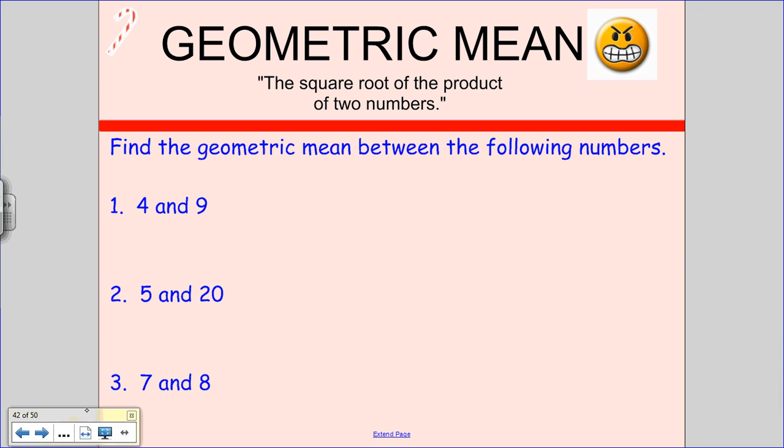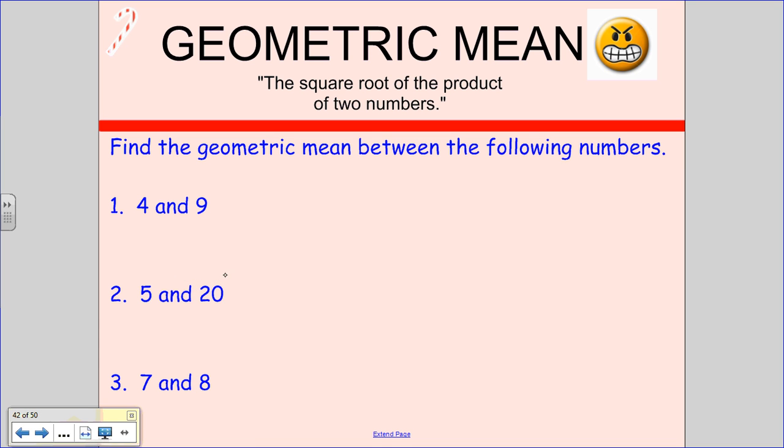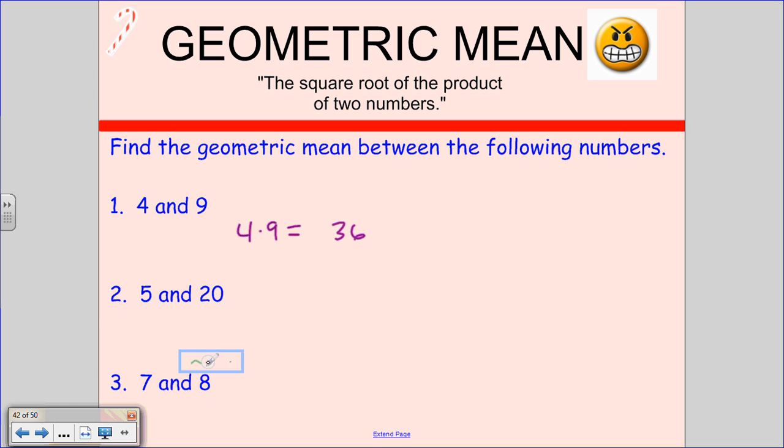Again, it means to find the square root of the product. Product means to multiply. So if I multiply 4 with 9, it would give me 36. And the geometric mean will be the square root of that product. So when I take the square root of 36, I would get 6.